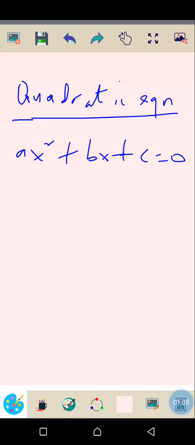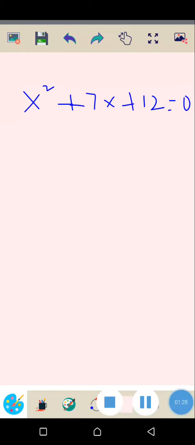Now, looking at the degree of x, also known as powers of x, the highest power of x here is 2, which is degree 2. So that makes this equation quadratic. If the degree of x is more than 2, like 3, 4, 5, then that is no more quadratic but polynomial. So let's consider an example. Let's consider this example: x squared plus 7x plus 12 equals 0. Looking at this question, it is quadratic because the highest degree of x is 2.